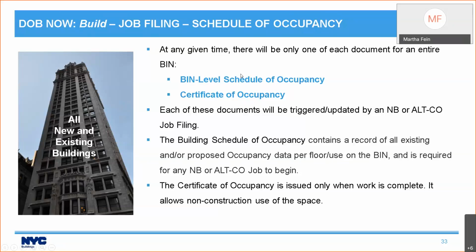Now, at any given time for each building, there will be only one of each document. There will be one bin level schedule of occupancy, which we'll refer to as a BSO, and one certificate of occupancy. Those documents get triggered and or updated by a new building or Alt.CO job file. So the building schedule of occupancy contains a record of all existing and or proposed occupancy data per floor use on the bin, and it is required for any new building or Alt.CO job to begin.